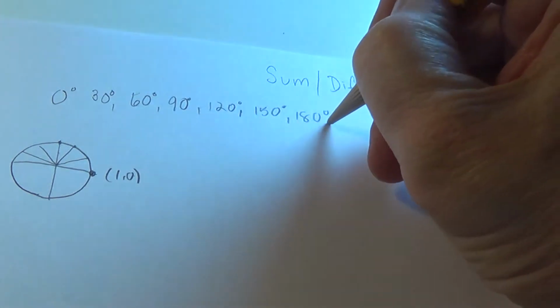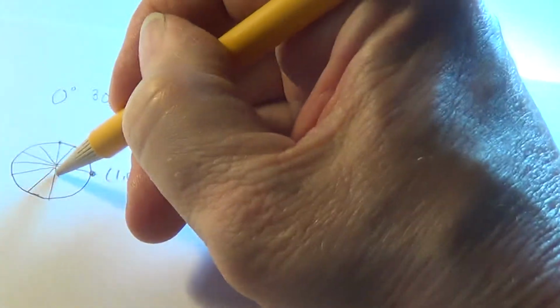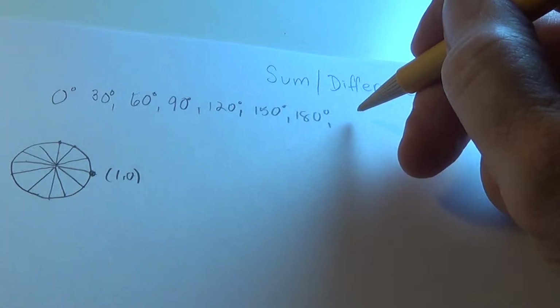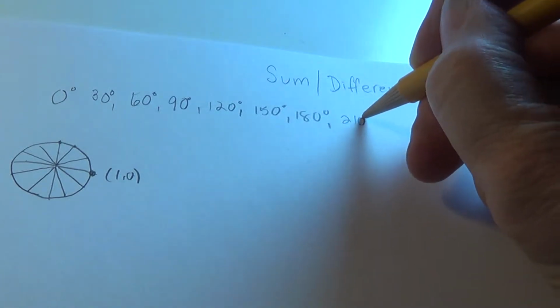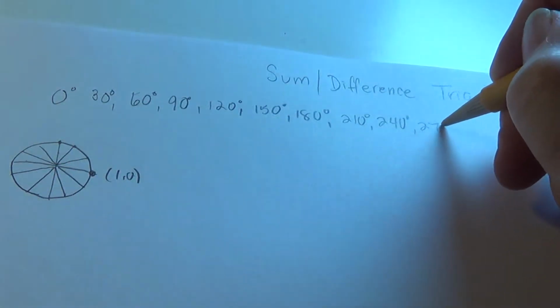What other trig functions do I know? Well, I can keep coming around the circle. After 180 is 210, 240. 240 being right here. 270, 300.